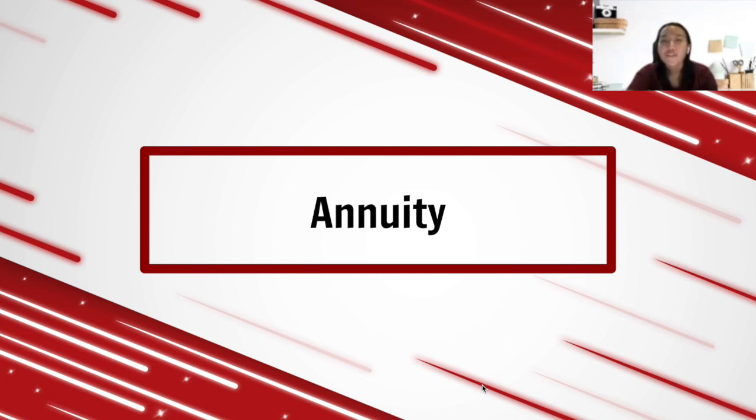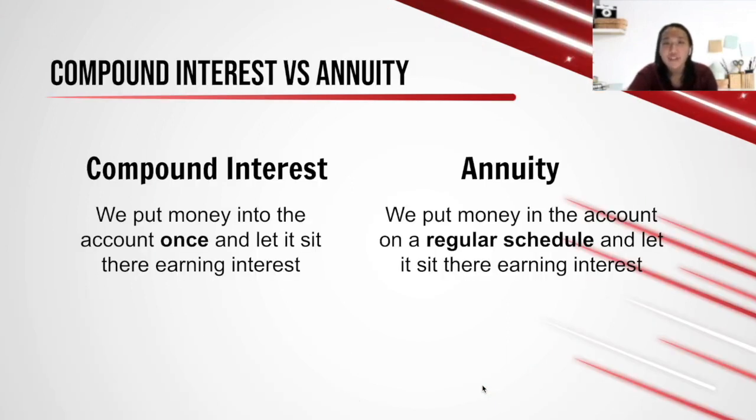Our last topic for today is annuity, and I think that a lot of people confuse compound interest and annuity, so let me break it down for you. The main difference between compound interest and annuity is that compound interest assumes that we put money into the account once and we let it sit there earning interest, while annuity, on the other hand, assumes that we put money in the account on a regular schedule and we let it sit there earning interest.